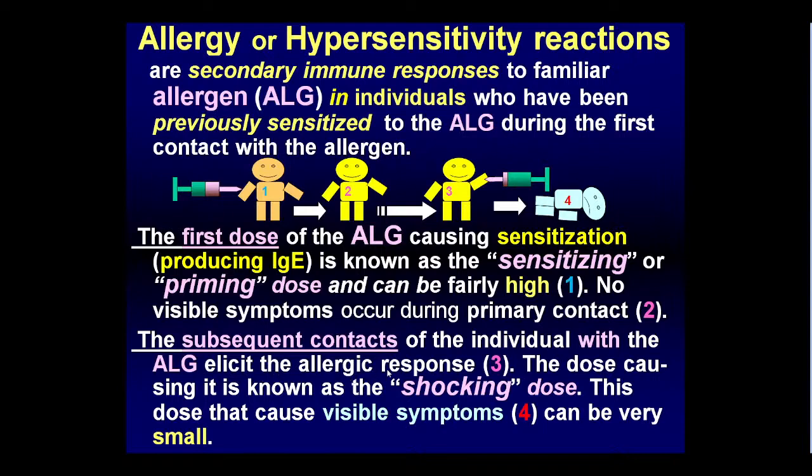The subsequent contact, situation number 3, of the individual with the allergen elicits the allergic response. The dose causing this is known as the shocking dose. The shocking dose is a dose of allergen that causes development of symptoms. This shocking dose causes visible symptoms, as in situation number 4. It can be very small, much smaller than the first sensitizing dose.